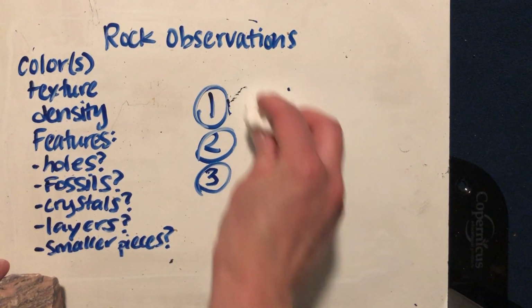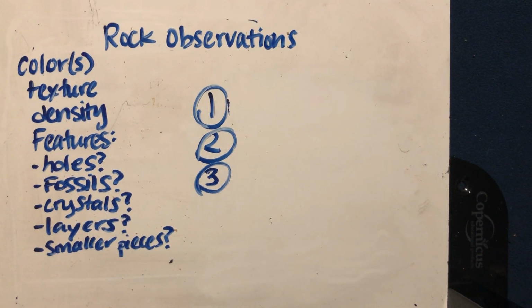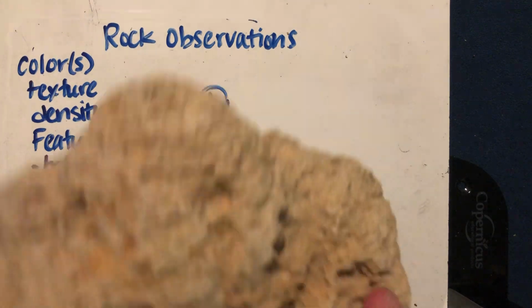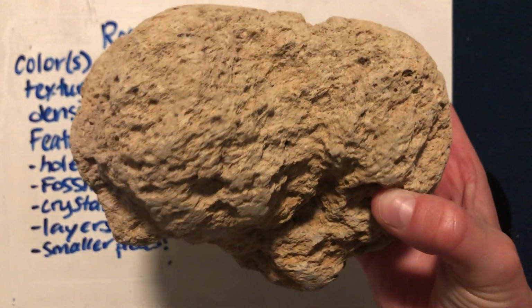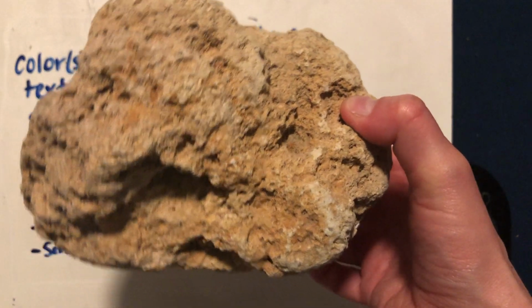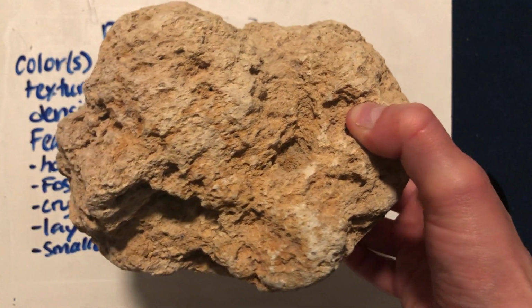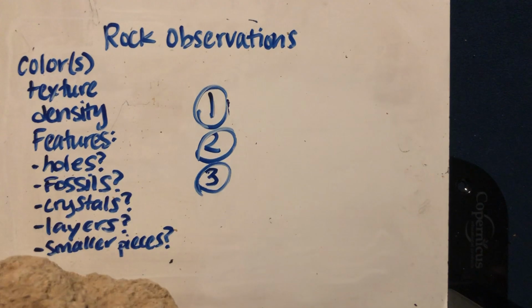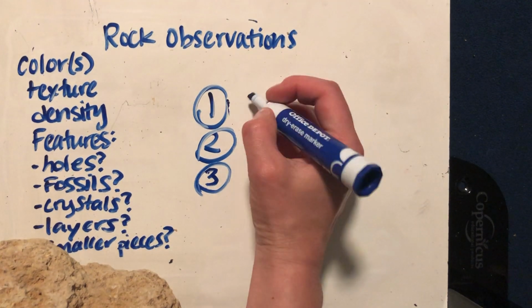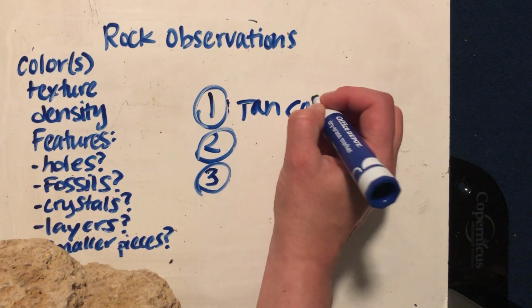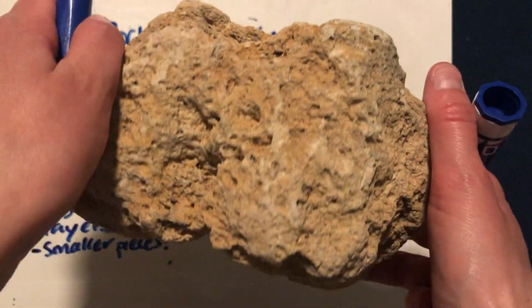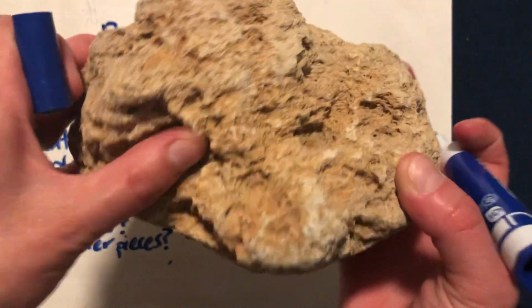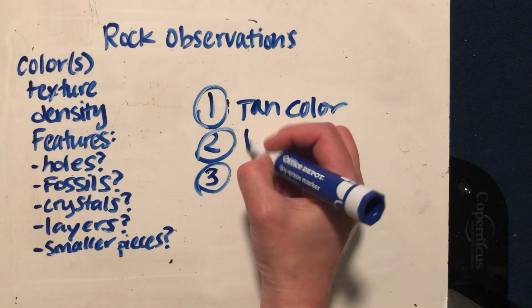Do one more. So this rock's a little bit larger. Again, we're not gonna write down on here anything about the size or shape. This rock is pretty much all one color, but it's a bunch of different shades of that color. I'm noticing that it's tan. Something else that stands out to me right away is that it's made up of a whole bunch of holes. Right, holes.